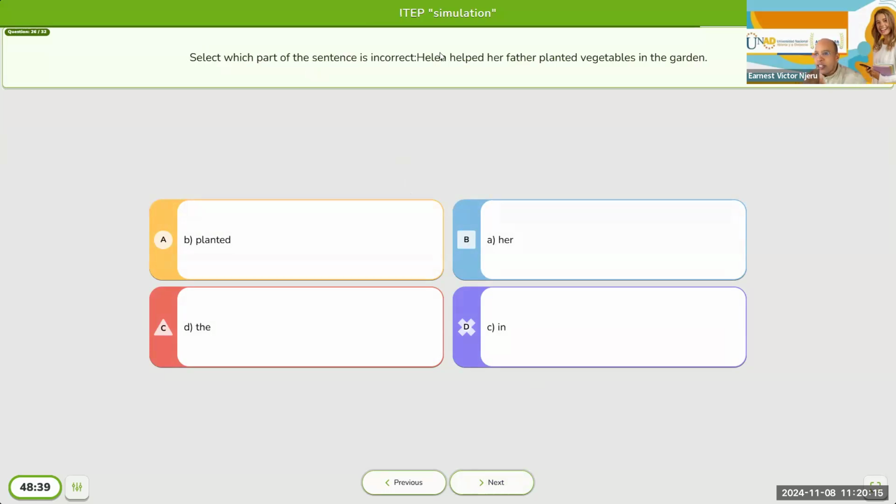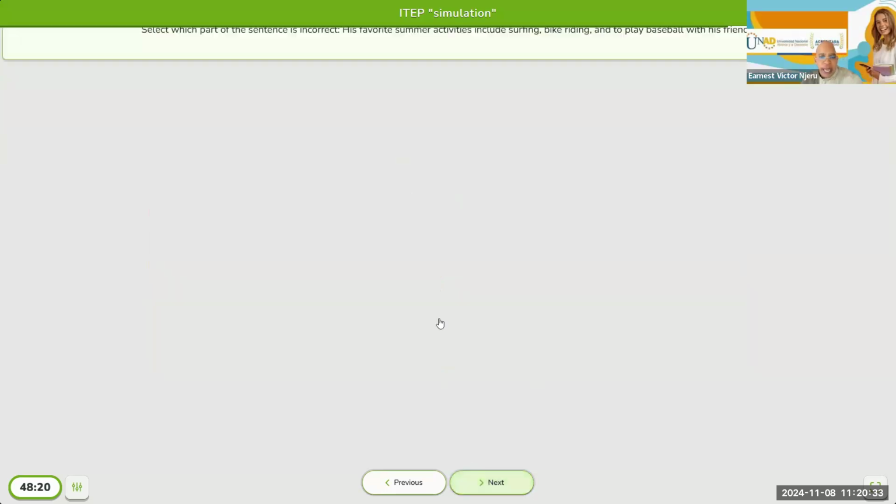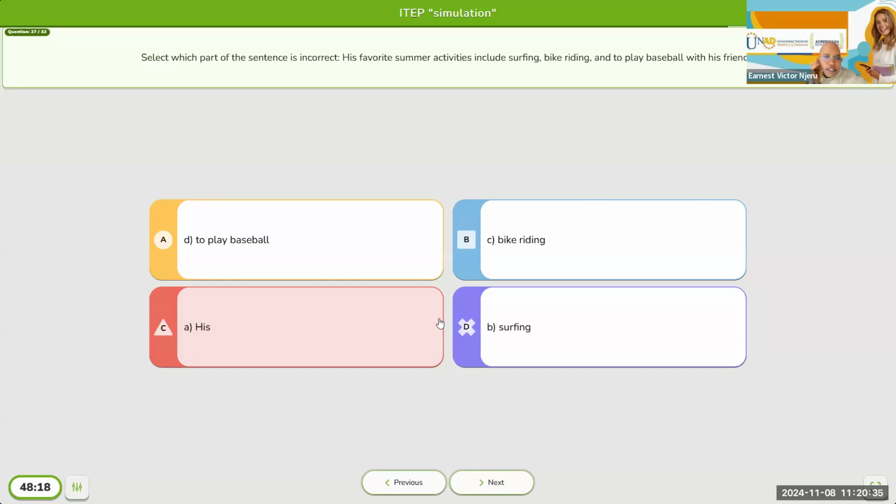We are almost finished with this part, teachers. Please, let's try to go. Let's go. Helen helped her father planted. A. When you read it, you feel as a teacher that something is wrong. Helen helped her father plant it. Exactly, something is wrong. So you don't waste time there. Next, which is incorrect: his favorite summer activities include surfing, bike riding, and to play baseball with his friends. To play, A.